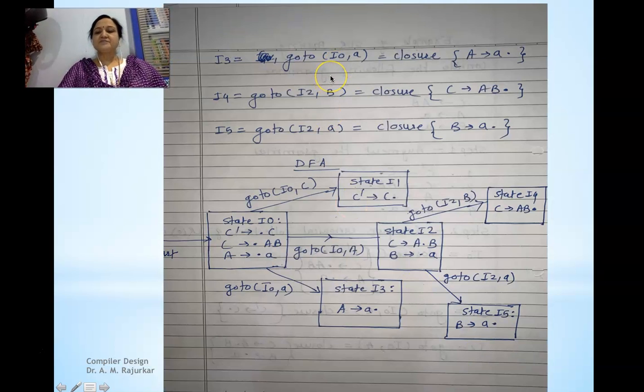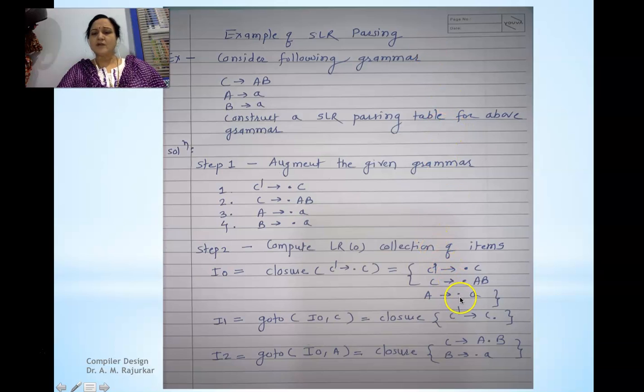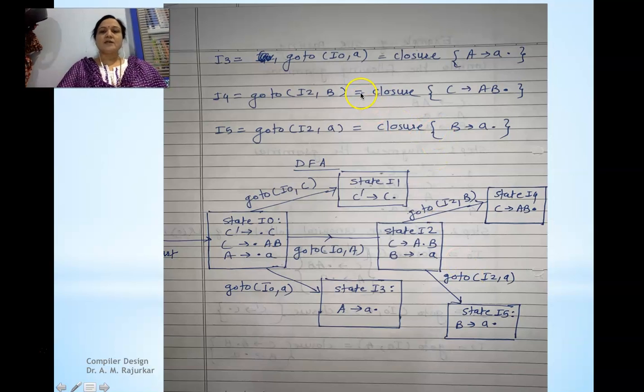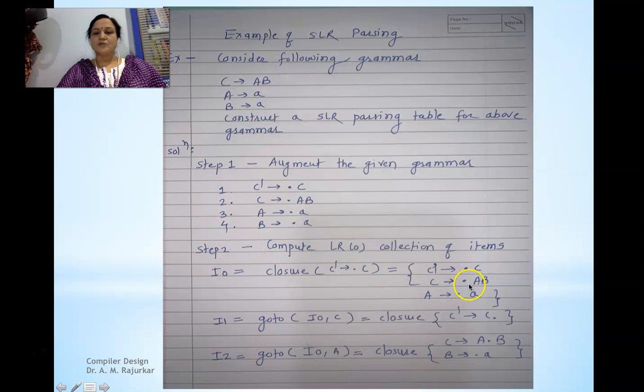Now I3 is on the third symbol. The symbol after the dot is small a. So we are going to take a transition on small a in the DFA. So I3 is equal to goto(I0, small a). So closure of A tends to dot A is A tends to A dot. Now after the dot nothing is there, so I cannot go further ahead with computing more productions in the closure. This is how we have got I3 from I0. So now I0's three terminal and non-terminal symbols after the dot are over.